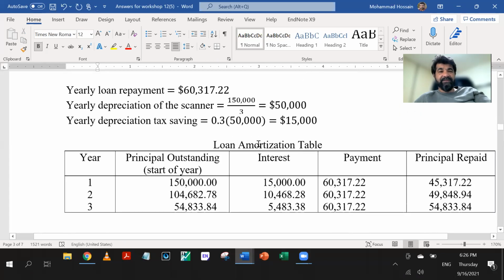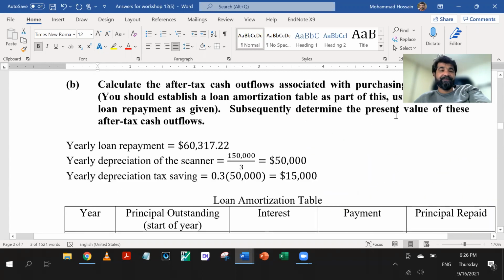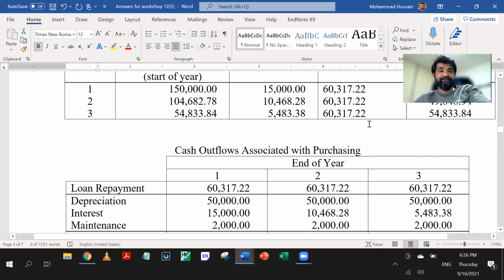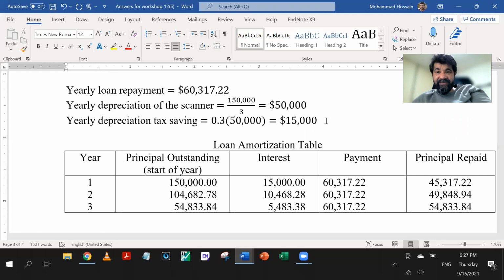All right, so in this case, you can see that this scanner will last for 3 years only, lifetime is 3 years. Depreciation every year will be 50,000 because they mentioned here that it will be depreciated with the straight line method over a period of 3 years. And the depreciation tax savings will be $15,000. Since depreciation is also a business expense, you can save 30% from the tax as well.